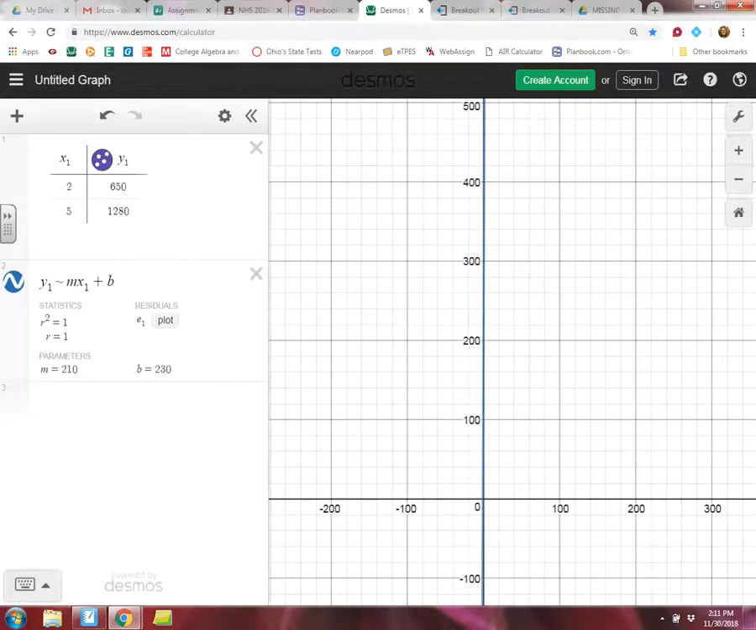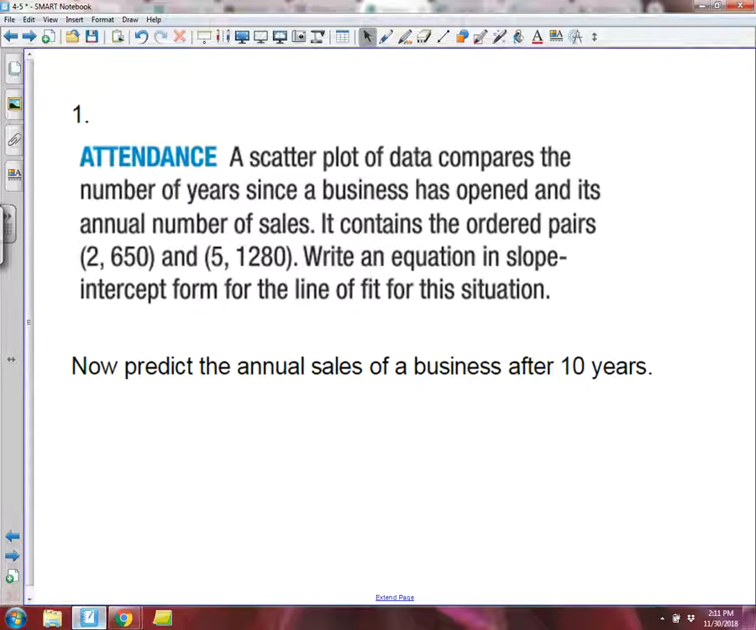This is the Valraven. Okay? See how steep it is? It's not directly vertical, okay, but it's pretty darn steep. Fair enough? So what's your equation of this line? Perfect. Love it. But now I have a follow-up question. Predict the annual sales of a business after 10 years.